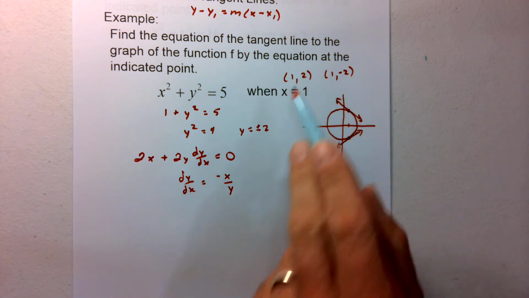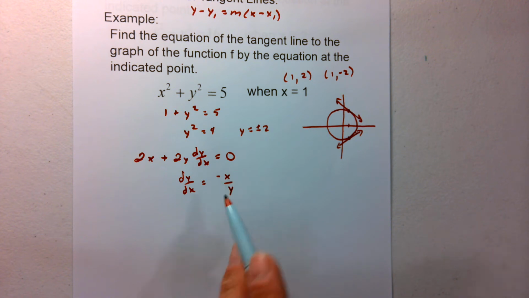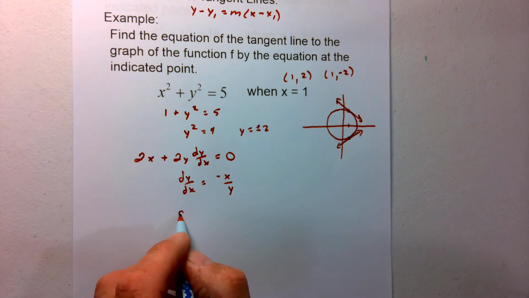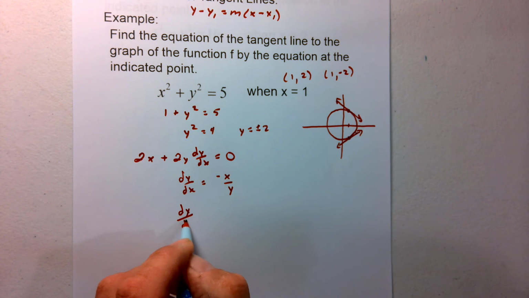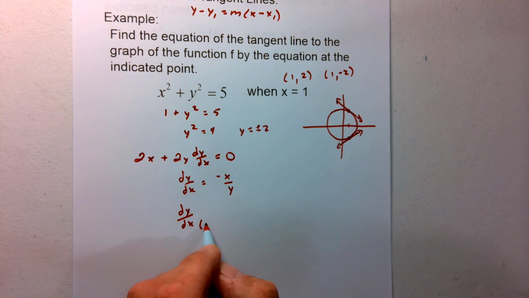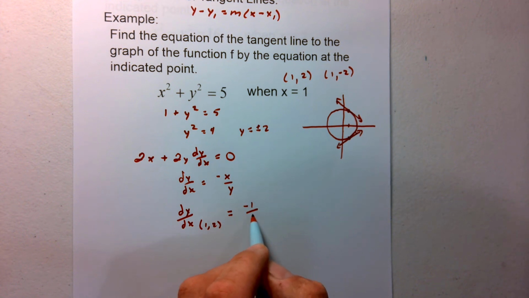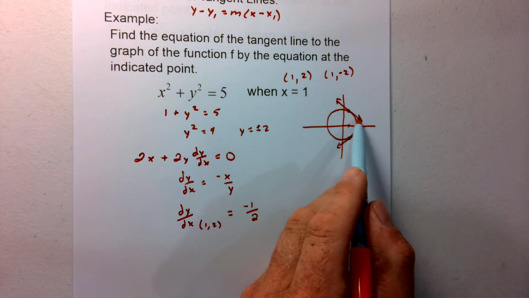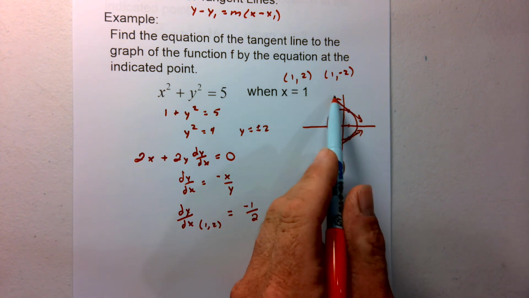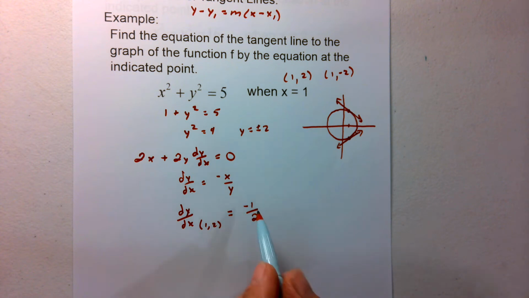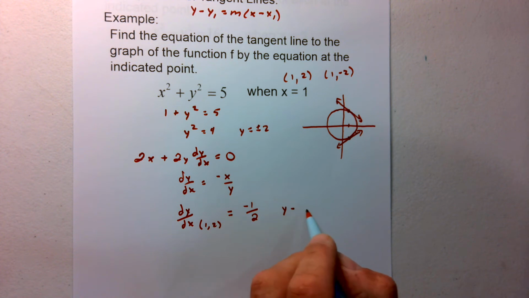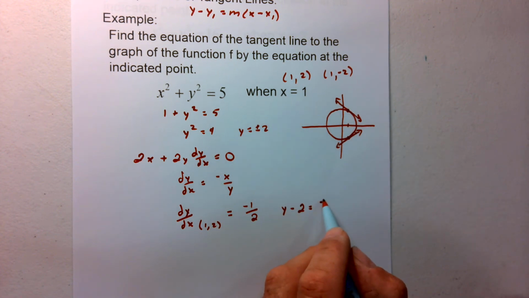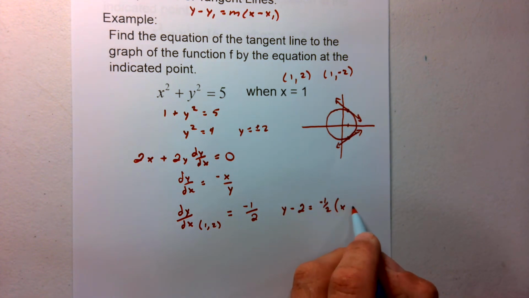So now I've got my 2 points, and I have my slope in terms of x and y. I can go ahead now and find the slope with those points. So dy/dx at the point (1, 2) is going to equal negative 1 over 2. And hopefully that makes sense to us, since looking at this point, that slope should be a negative value. It is coming down in the downward direction. So that's going to be our slope. So the equation at that point and that slope is going to be y minus 2 equals negative 1/2 times x minus 1.